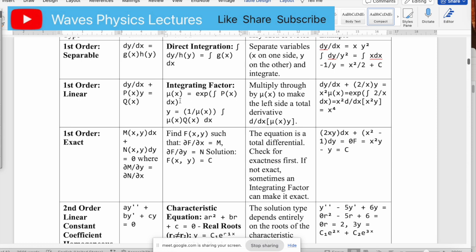So integrating factor means you take the equation. Let's say this is your integrating factor mu(x). You can denote it by anything, sometimes they write it down as I also. So you can write it as exponent of integration of p(x) dx.